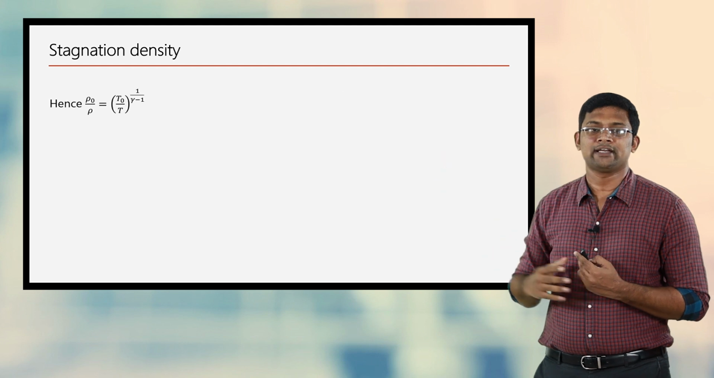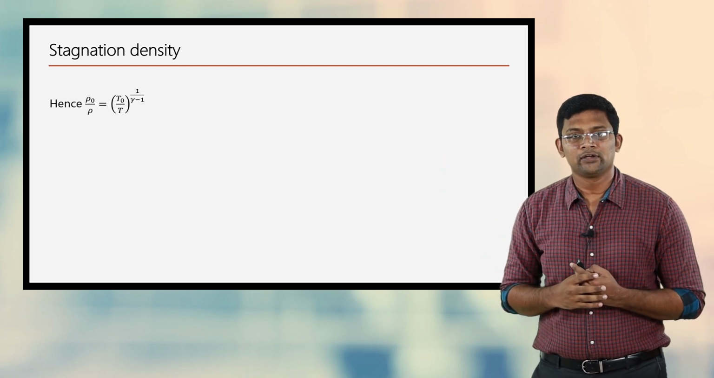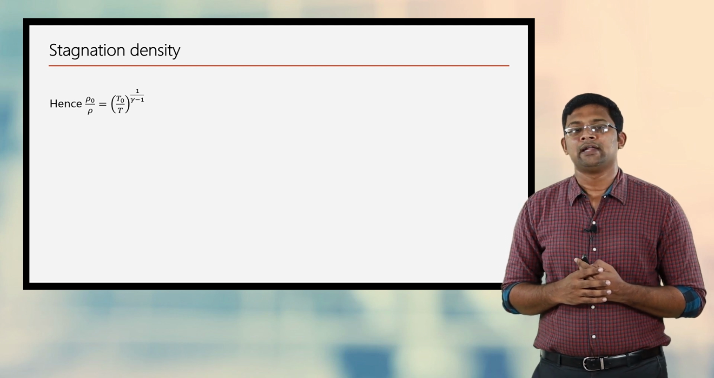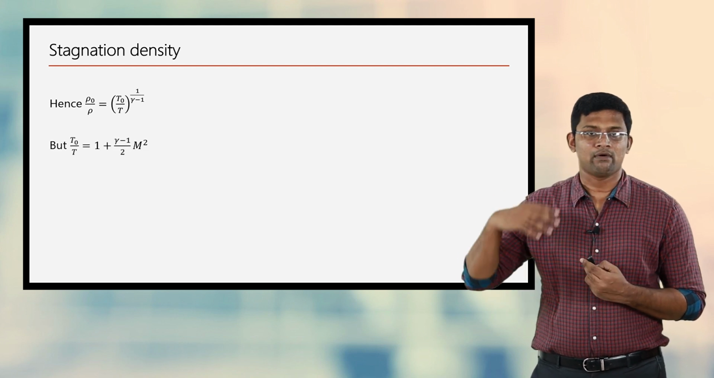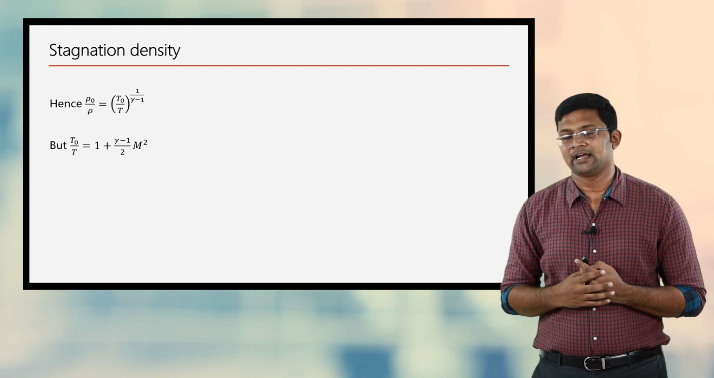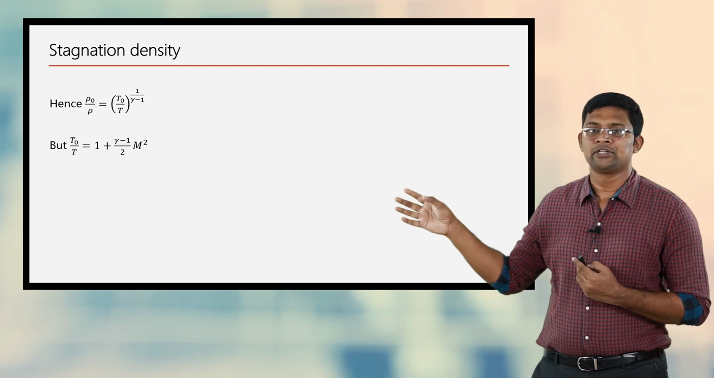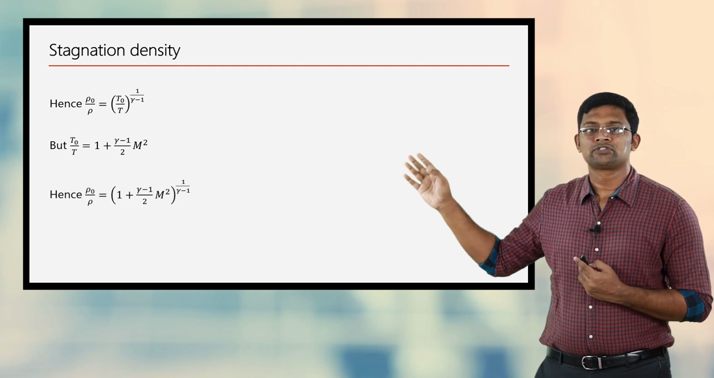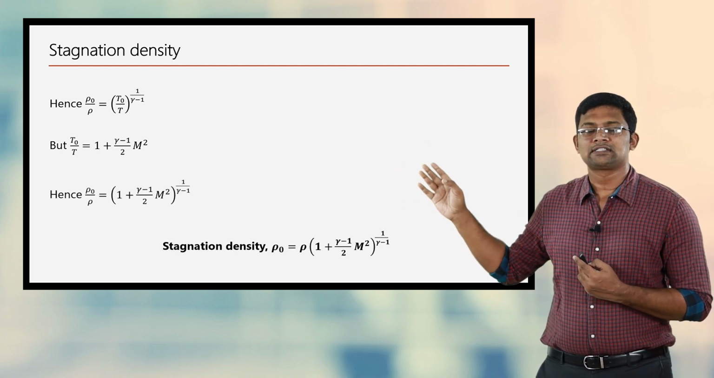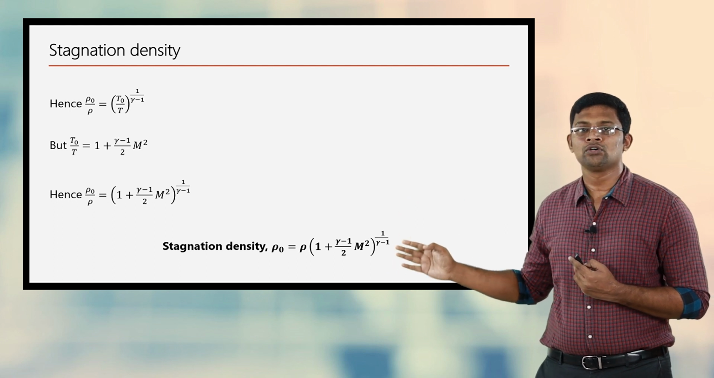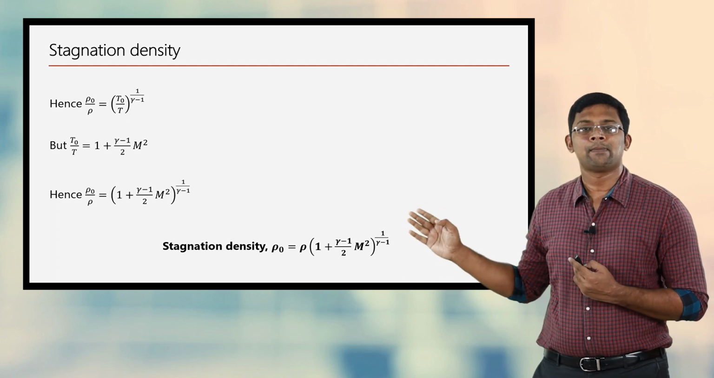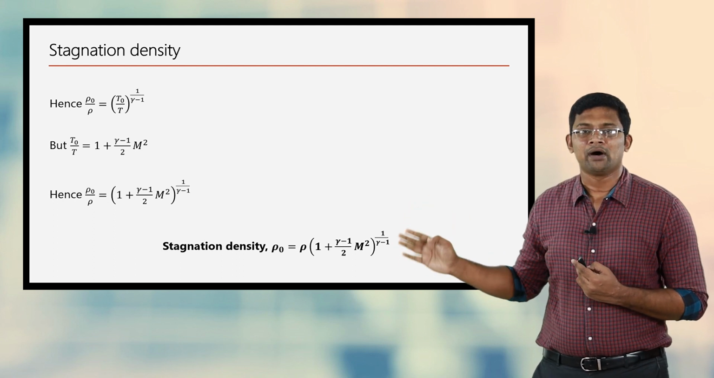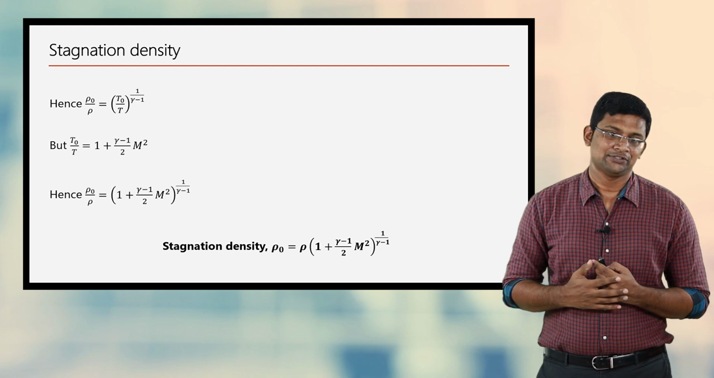Now this is the modified expression. Rho0 by Rho is equal to T0 by T all raised to 1 by gamma minus 1. And the expression for T0 by T we have already seen while defining stagnation temperature. We are making the substitution in the above expression. So this is the expression for Rho0 by Rho. So the stagnation density Rho0 is equal to Rho into 1 plus (gamma minus 1) by 2 into m square, all raised to 1 by gamma minus 1.